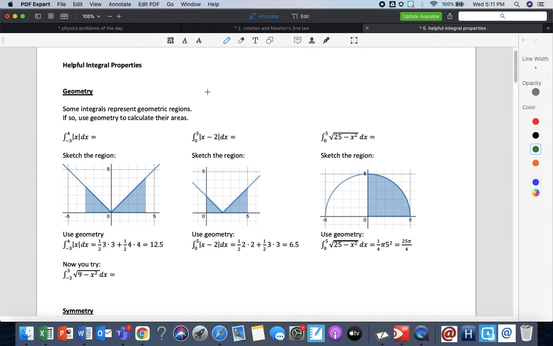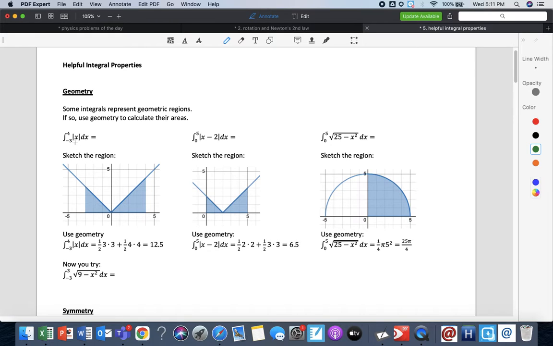So let me take a few minutes now to share with you some integral properties that might help you when you evaluate integrals. And the first is some integrals represent geometric regions. For example, if you're asked to integrate the absolute value function, the graph is V-shaped, and the area underneath it is triangles.